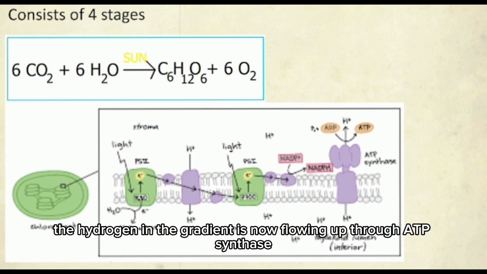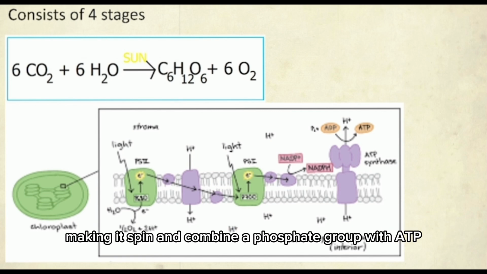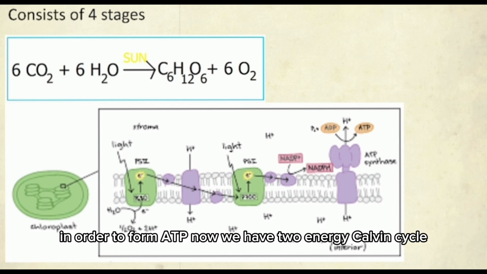Meanwhile, the hydrogen in the gradient is now flowing through ATP synthase, making it spin and combine a phosphate group with ADP in order to form ATP. Now we have two energy sources for the Calvin cycle.